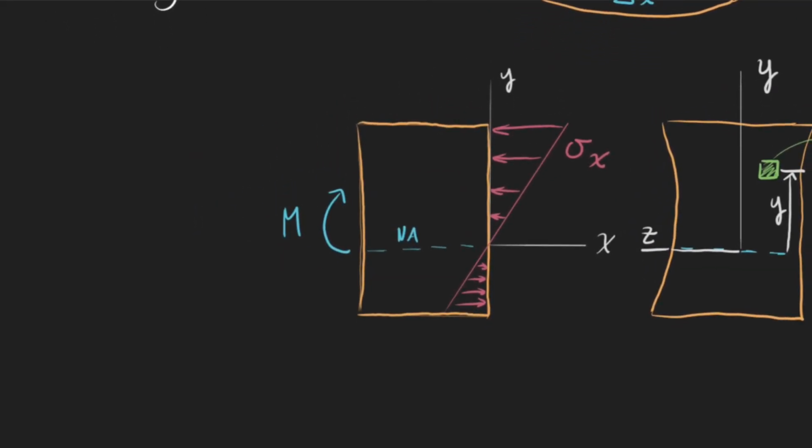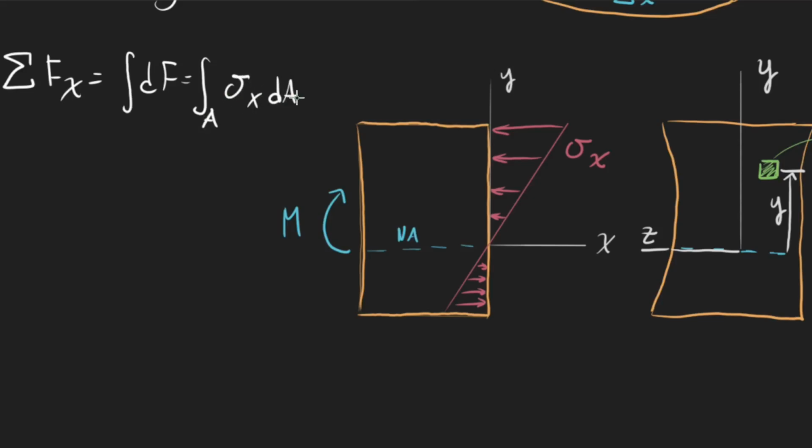We'll start by summing all the forces in the x direction. Because we're looking at our dAs right here, we're basically integrating our differential forces, which is going to be an integral over the whole cross-sectional area of our sigma x dA. All of that has to equal 0 because we're in static equilibrium.